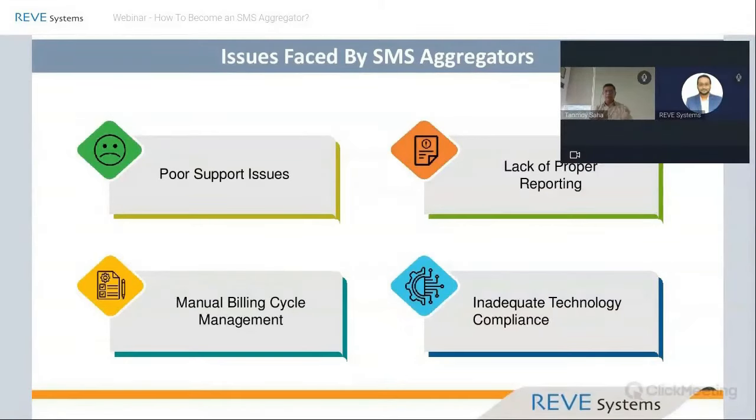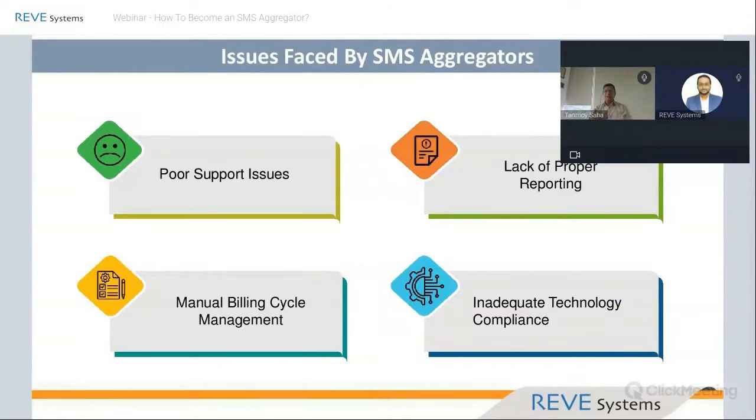And then the billing cycle management for the customers, which is very important, because sending the invoice manually every time is very difficult. Like if you have 100 customers and you have to send the invoice to the customers manually, then it's a very difficult job. Then lack of proper reporting. You will find a lot of SMS providers who are just creating the communication, but they are not providing any kind of reporting or analysis. That's a very important thing to understand your business growth.